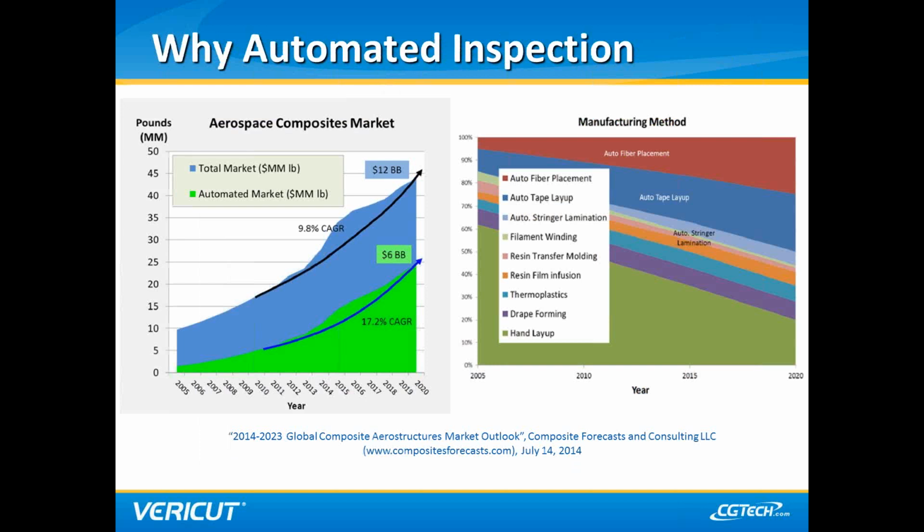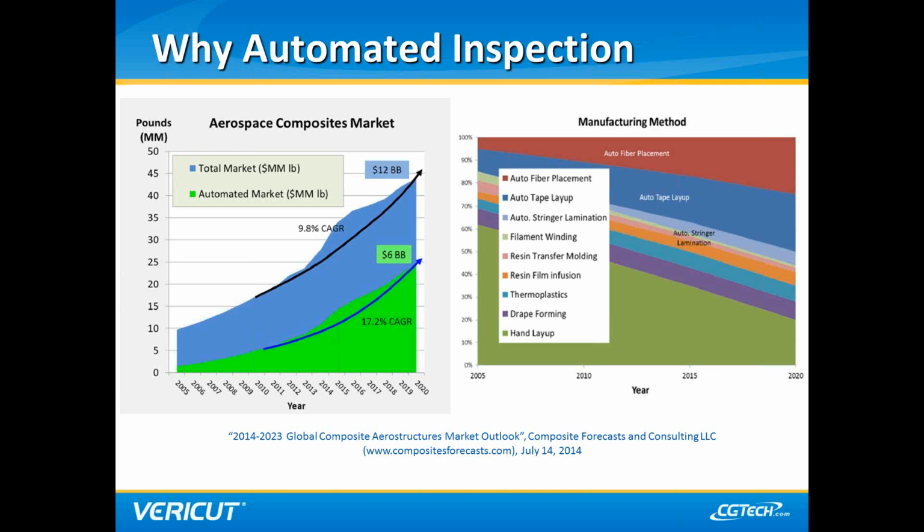So looking at the aerospace composites market, and this was completed by Composite Forecasting Consulting. Taking a look at the trends over the last 10 years or so, we're actually able to see that the composite market has been growing at about 10% year-over-year rate, and is expected to do so continuing through 2020. And if we actually look at the automated market, we're able to see that the growth rate is even higher. It's continued at a rate of about 17% and expected to continue at that rate through 2020. We're expected to have a total market of about $6 billion in material being laid up with automated manufacturing techniques.